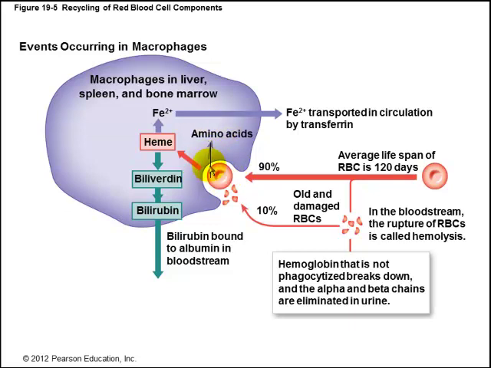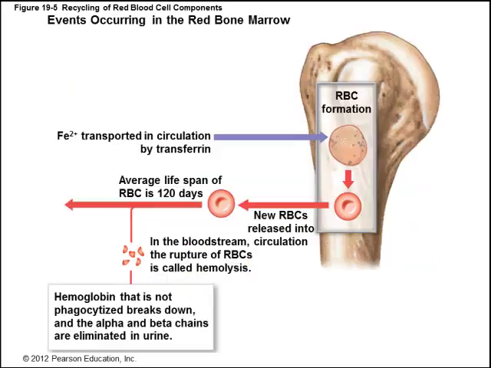The macrophages are going to break the hemoglobin down to amino acids, take the heme, pull the iron out, and convert it to bilirubin, and then excrete the bilirubin to the bloodstream where albumin can carry it until it gets to the main cells of the liver to be excreted into the bile. The iron was picked up by transferrin in the circulation, carried back to the bone marrow to be made back into new red blood cells.